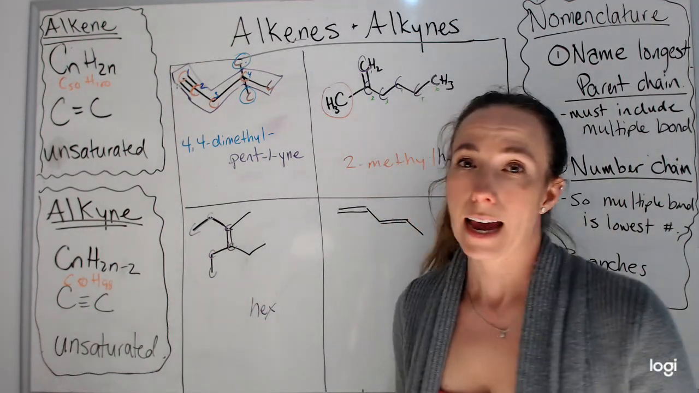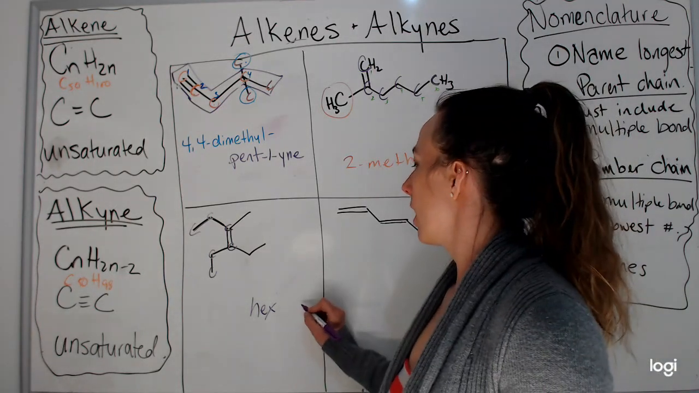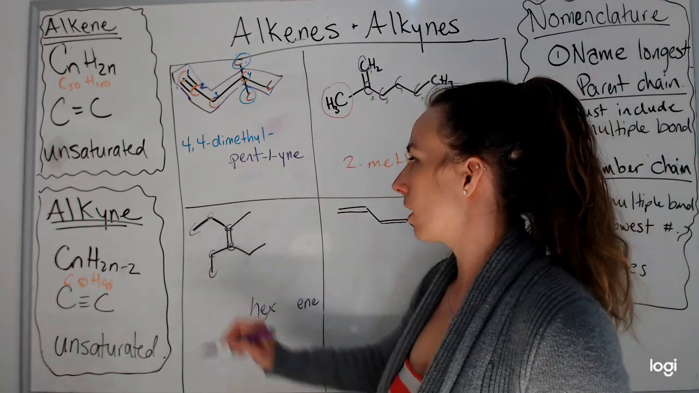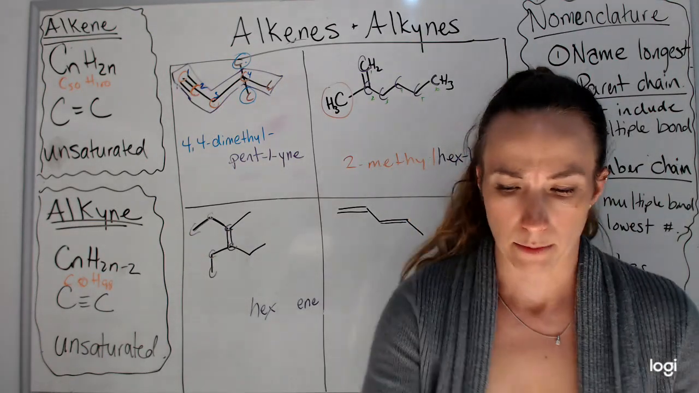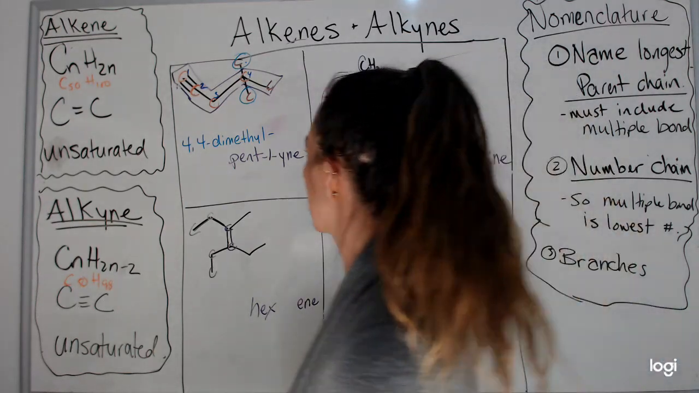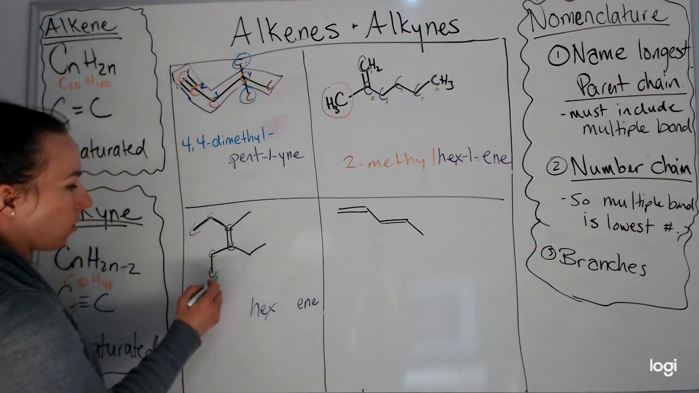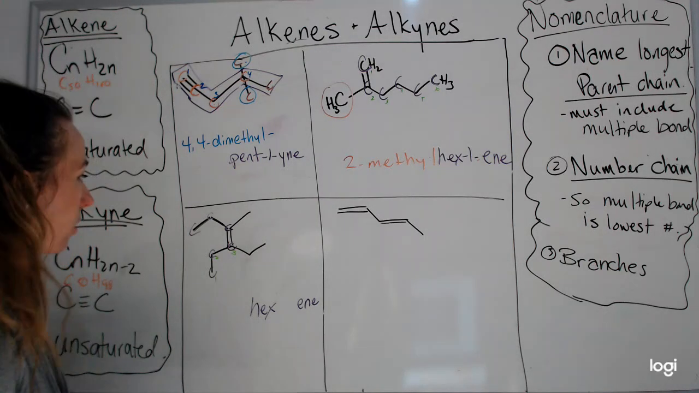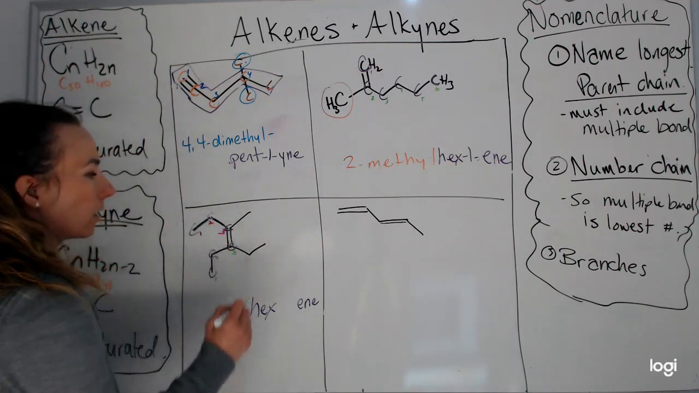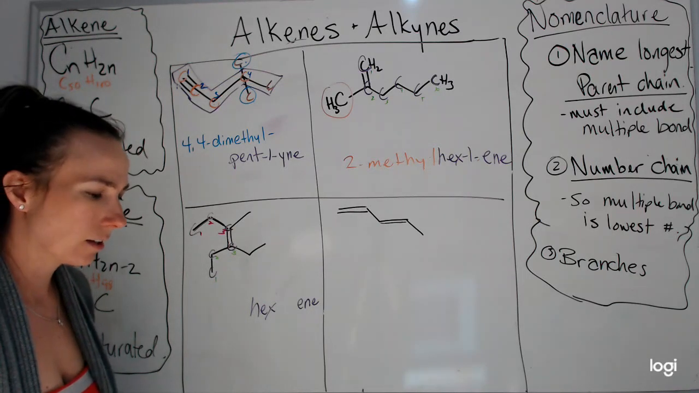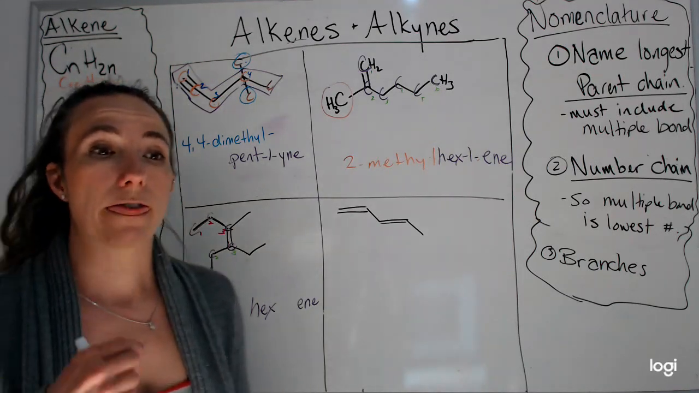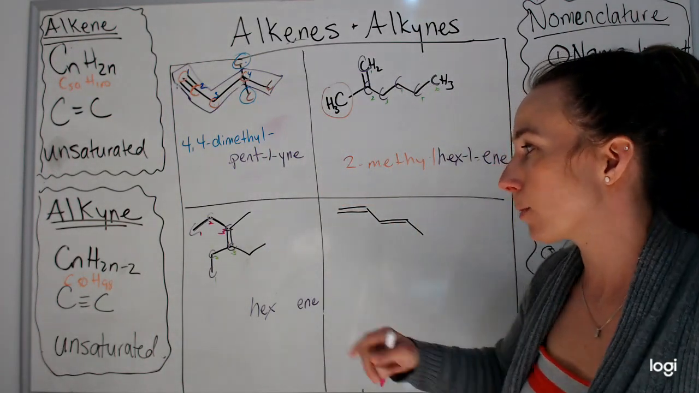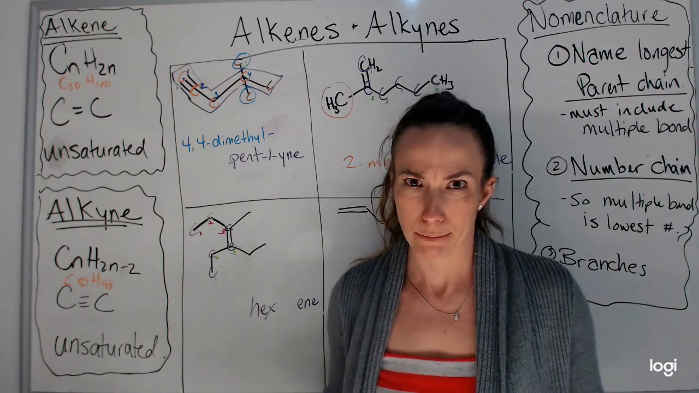So I say hex instead of 6. I say ene instead of a double bond. And I say, who gets to be the numbering system? Let's just have a little look at that first. So I want to be carbon 1, 2, 3. Well, I want to be carbon 1, 2, 3. Oh, there's a tie. So do we go with the pink numbering system or the green numbering system? Well, it's supposed to be the one who hits the double bond first, but we've ended up at a carbon 3 both ways.